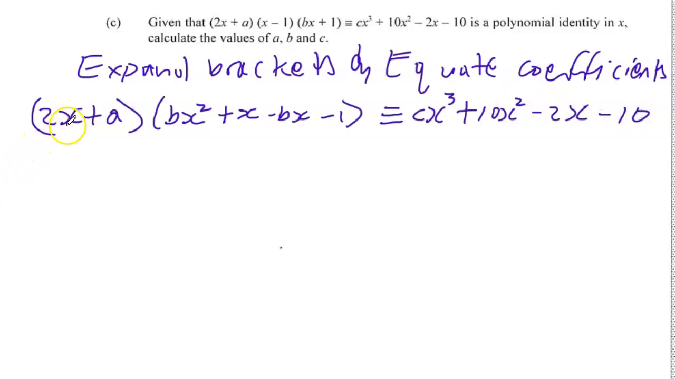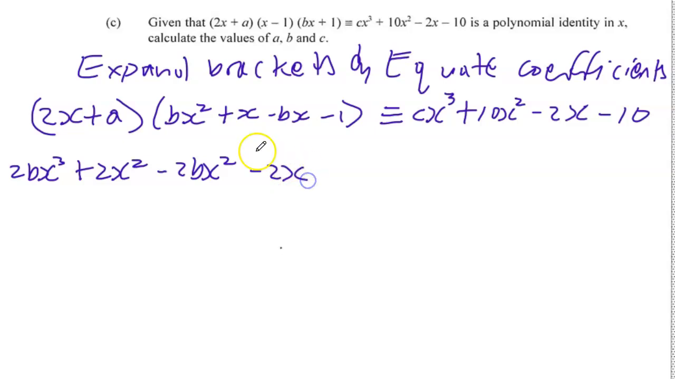Alright, let's continue with this expansion now. So 2x plus a times this bracket. So 2x times bx squared, that's 2bx cubed. 2x times x, that's 2x squared. 2x times minus bx, that's minus 2bx squared. 2x times minus 1, that's minus 2x. And continue. So a times each term. So a times bx squared, that's abx squared. a times x, that's ax.